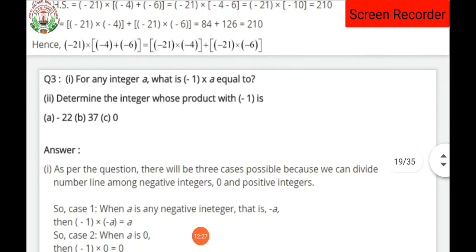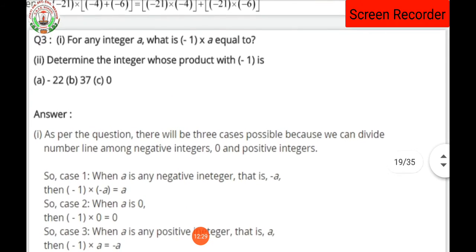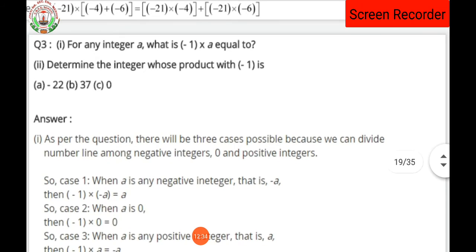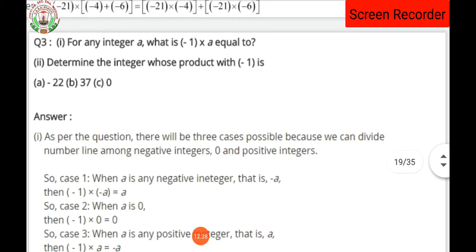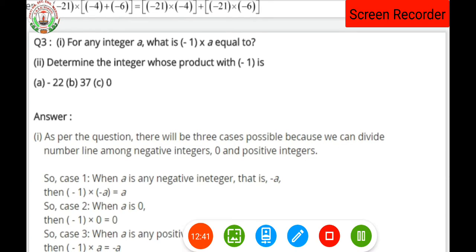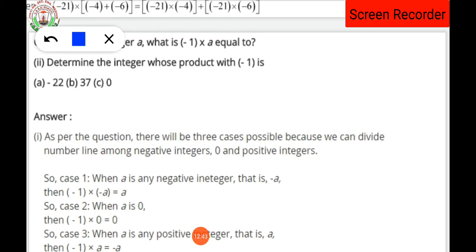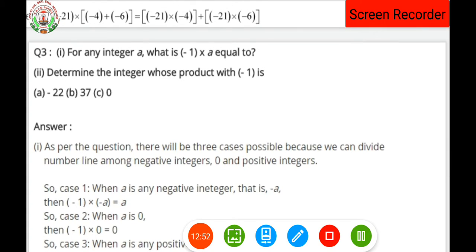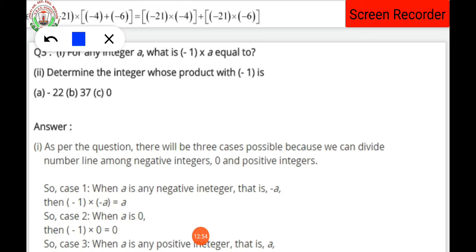Question number 3. What the question number 3 says here, that first, for any integer a, what is minus 1 into a equal to? Have you understood the question? Here in the question it is said that for any integer a, what is minus 1 into a equal to?